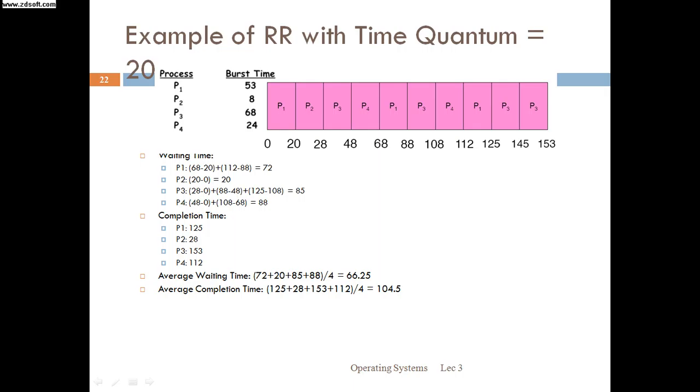The turnaround time or completion time will also be calculated as waiting time plus burst time. For example, for process P1, the waiting time is 72 and the burst time is 53. Put together, the turnaround time will be 125. Based on this we can calculate the average waiting time and the average turnaround time or completion time.